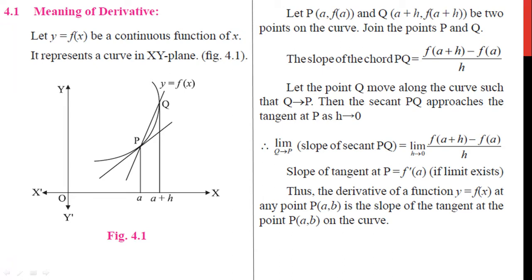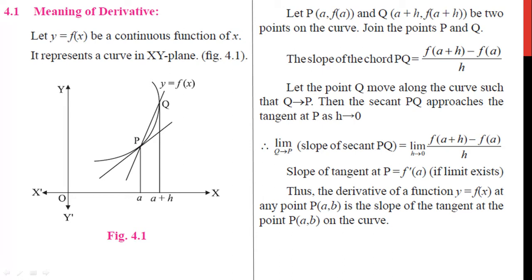Means P and Q, both the points come together, and you will get the slope of tangent at point P. Now if you observe this expression, that is limit h tends to 0 f of a plus h minus f of a upon h, then it is nothing but f dash of a, means derivative of the function at point x is equal to a, that is f dash of a, if the limit exists.